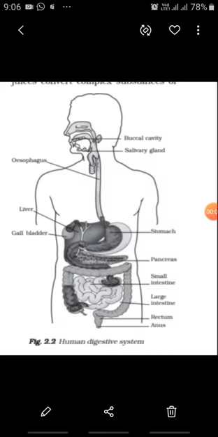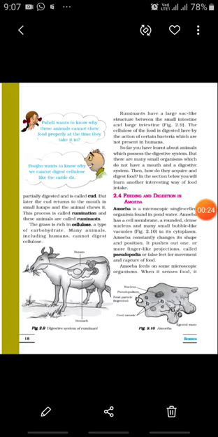In our previous class, we have already discussed the digestive system in humans, how the food gets digested in different compartments of the alimentary canal and is utilized by our body. Let us now study the next topic of the chapter, digestion in grass eating animals.